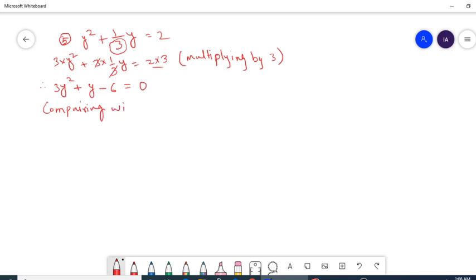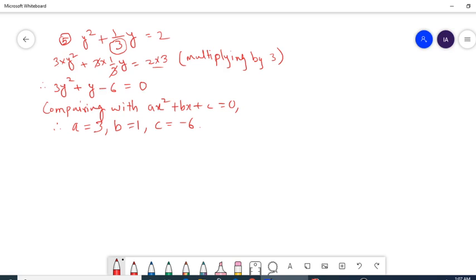Now next I'll make a comparison with its standard form to get the values of a, b, c, comparing with ax square plus bx plus c equals to 0. So on comparing, I came to know that a is 3, b is 1, and c is minus 6. These are the values of a, b, c.